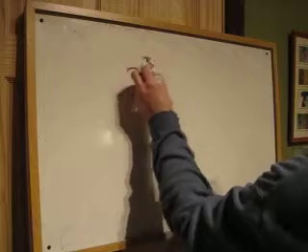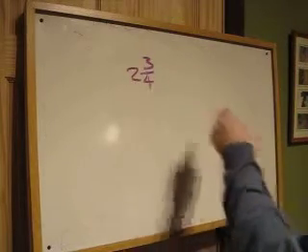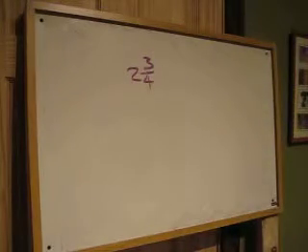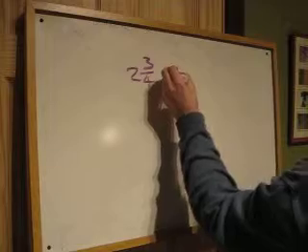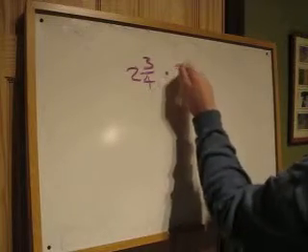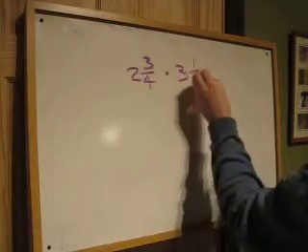Lesson 3.7, multiplication and division with mixed numbers, page 221. If you remember, last section we talked about a mixed number being a whole number and a fraction together. And again, that does not mean 2 times 3/4, it means 2 plus 3/4. But what we're going to do in this lesson is multiply a mixed number and another mixed number.